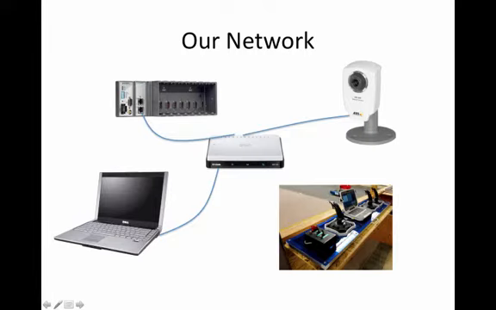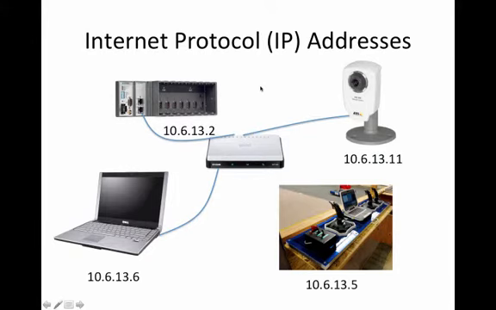Now, as you can see here, these are our components in our network. When you have a network, you have to have a way for each component to address each other, and this is called an IP address. So let me go ahead and click on here. IP address stands for an Internet Protocol address. So these are the IP addresses for our network here. Our C-RIO is 10.6.13.2. 10.6.13.11 is for our camera. 10.6.13.5 is for our driver station, and 10.6.13.6 is for our computer.